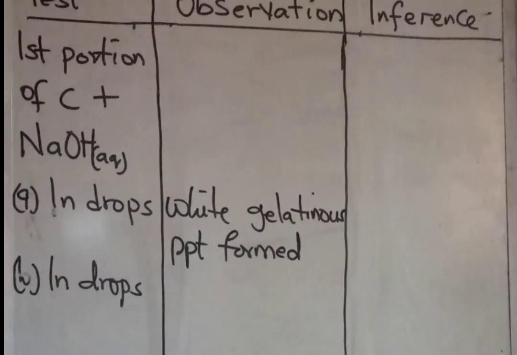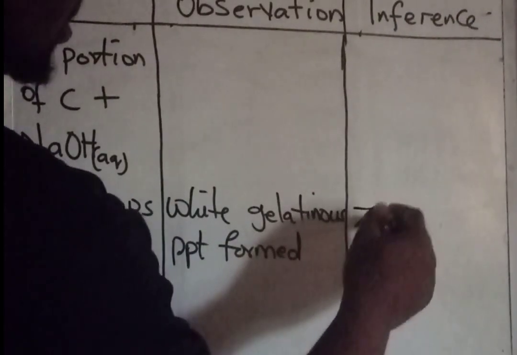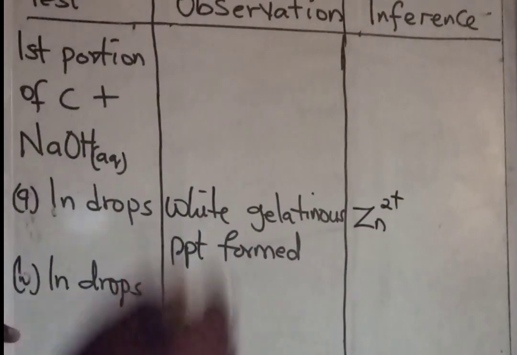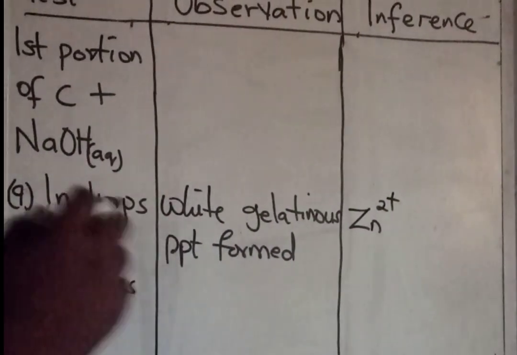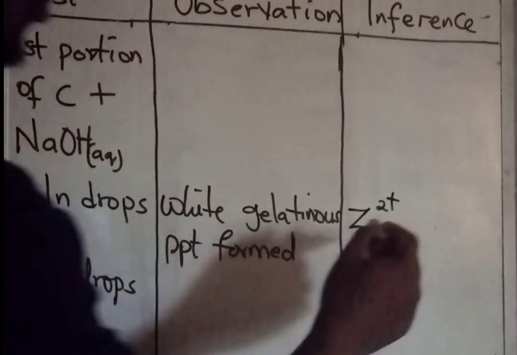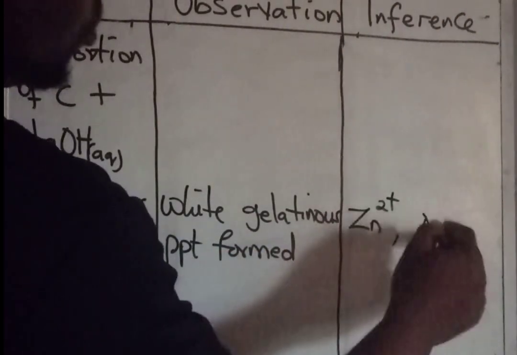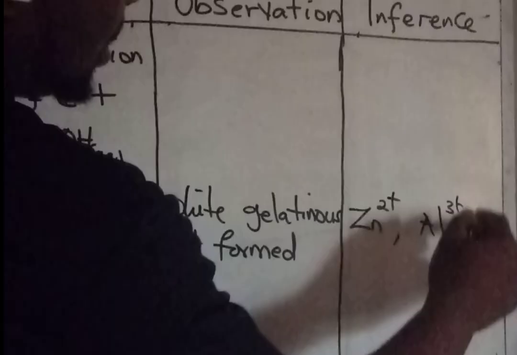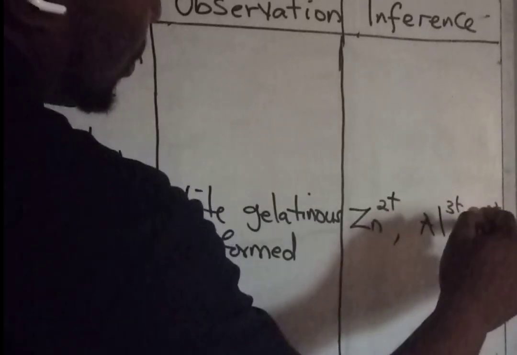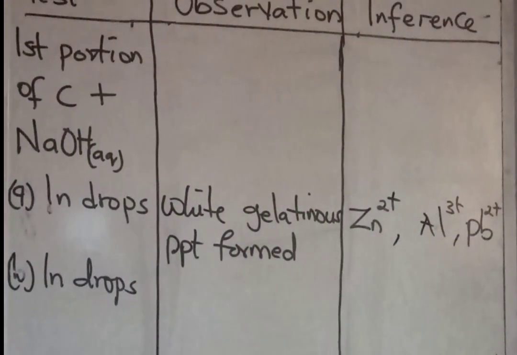And when you see a white gelatinous precipitate formed with the solution, it is not only lead-2 ion that is present in the solution. There are other cations that behave the same way with sodium hydroxide. So we are going to see those cations. One of them is zinc 2+. So you are going to suspect all the cations that give a white precipitate with sodium hydroxide. So we have zinc 2+, aluminium 3+, and then the lead we're analyzing, that's lead 2+. So the 3 of them must be inferred.